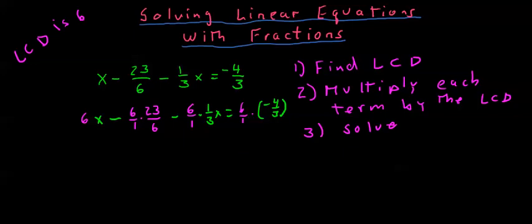All right, now we multiplied, and the reason we did that is that it cancels. 3 goes into 6 twice. And I end up with 6x minus 23 minus 2 times 1x is 2x equals 2 times -4 is -8.